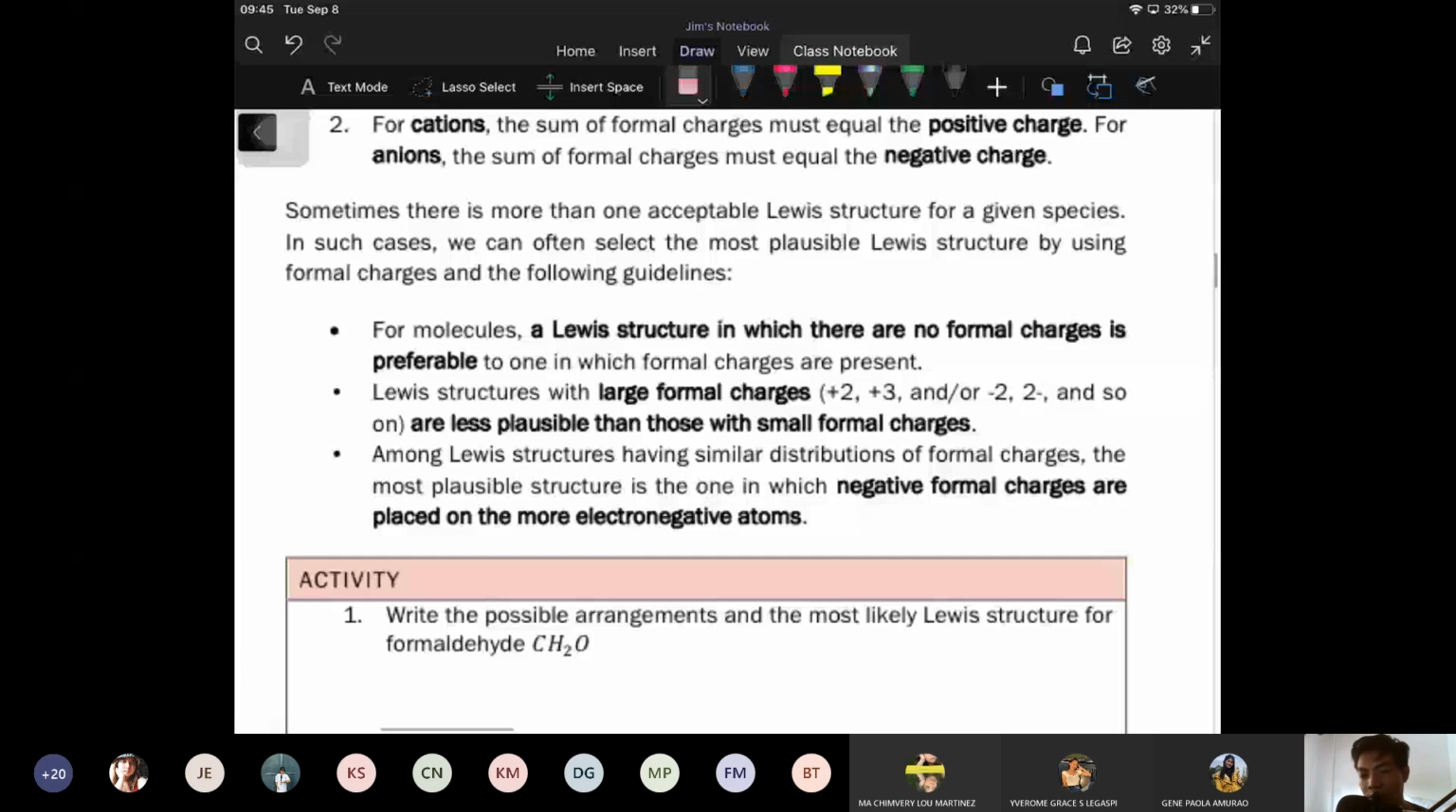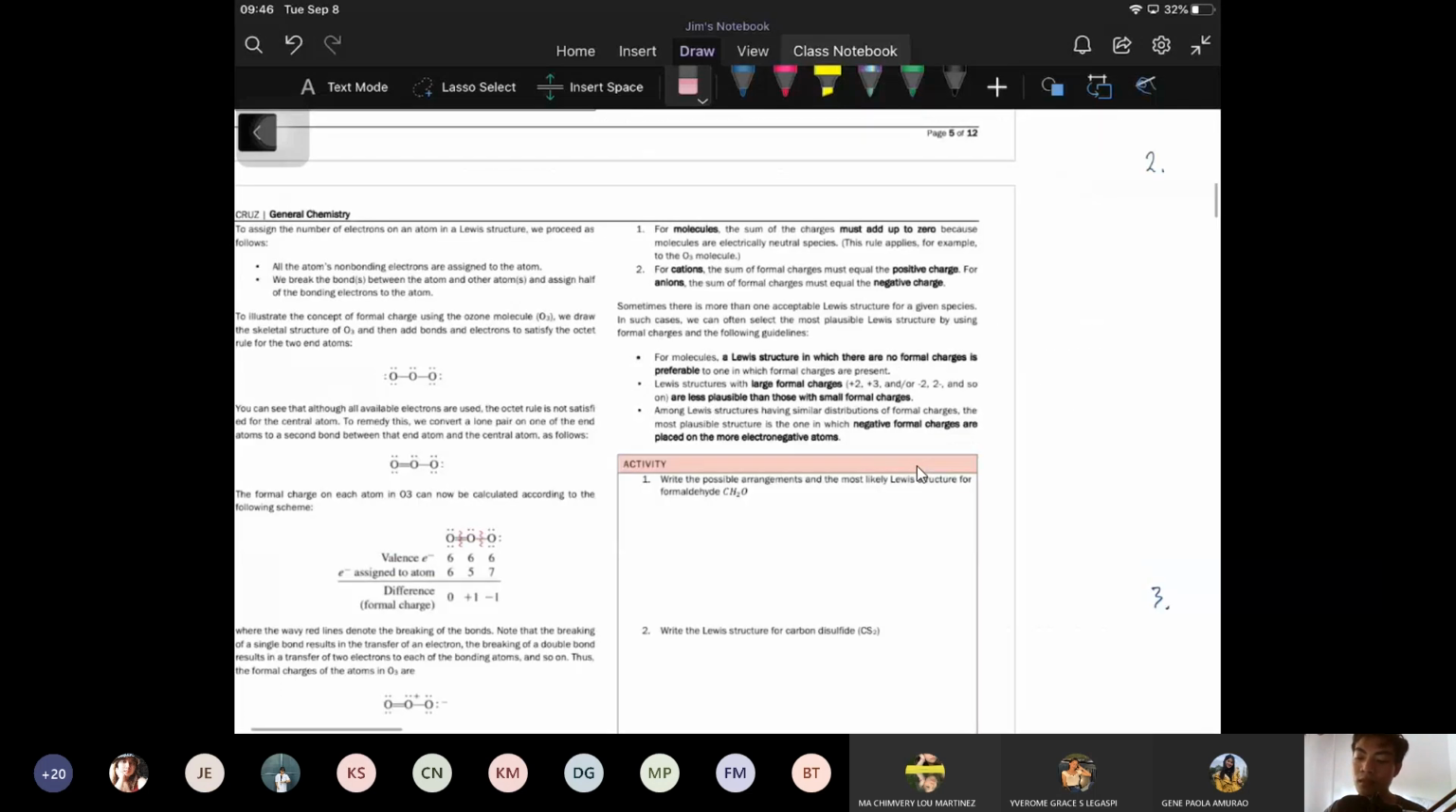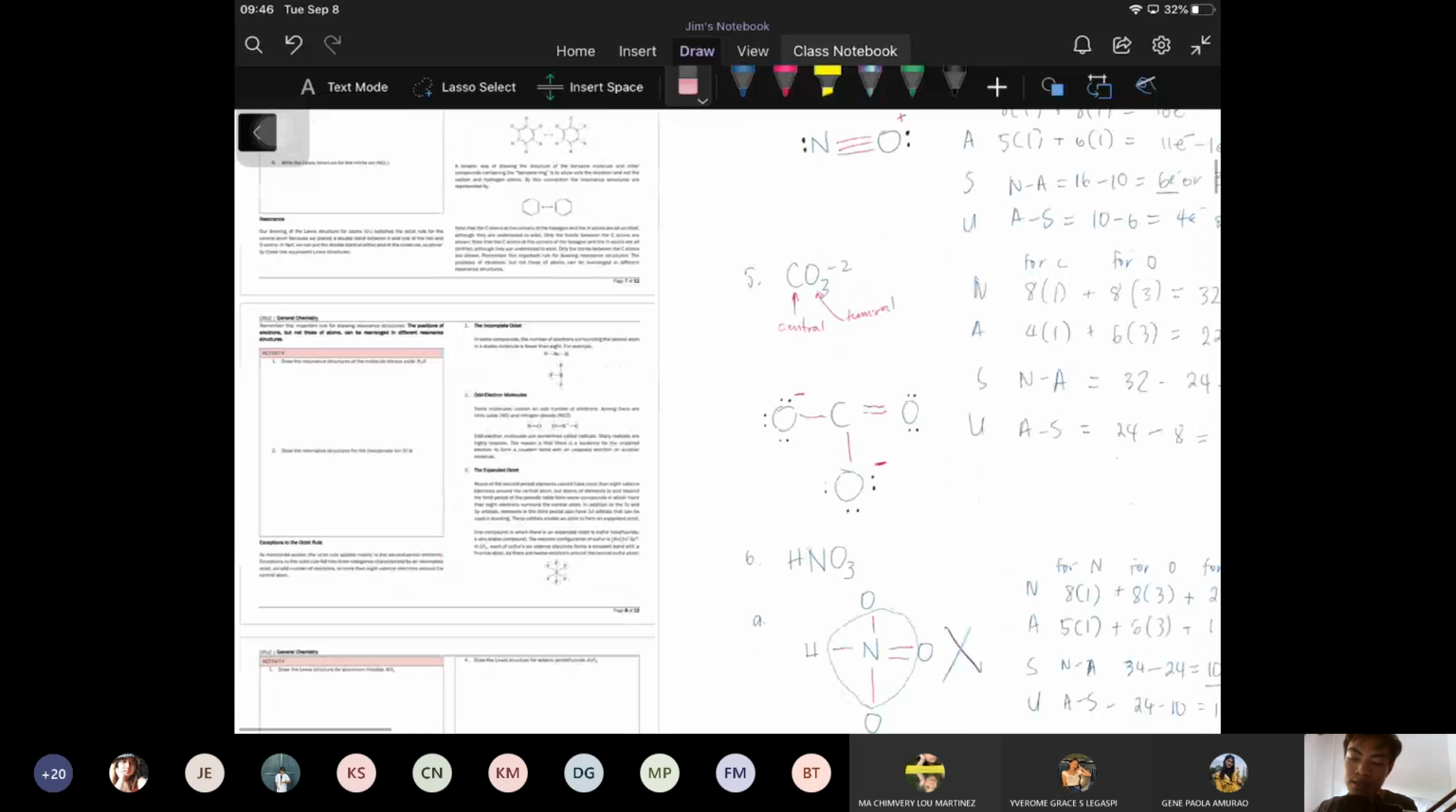Okay, so these are the 3 rules. As much as possible, few atoms should only contain the formal charge. If kaya na walang formal charge lahat, edi okay yon. Then, if you have big formal charges, X yon. Then lastly, if your electronegative atom bears the positive charge, X din yon. Dapat negative. So, that's all.